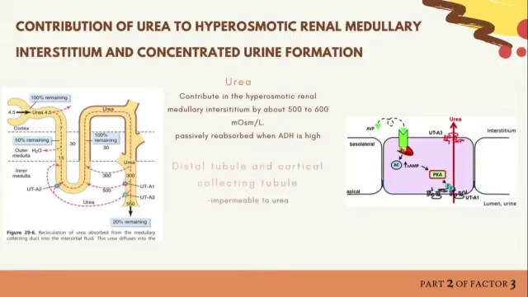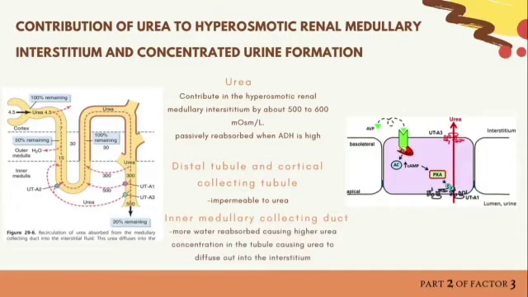Now, in the distal tubule and cortical collecting tubule, urea is impermeable here, so only little urea is reabsorbed. As the tubular fluid flows into the inner medullary collecting ducts, more water is reabsorbed, causing a higher urea concentration, which causes the urea to diffuse out of the tubule into the interstitium, facilitated by its own urea transporters, UT-A1 and UT-A3, which are both activated by ADH.